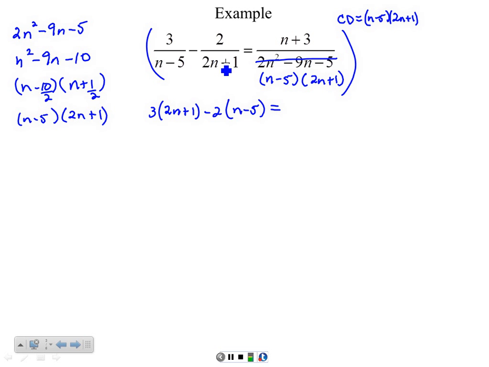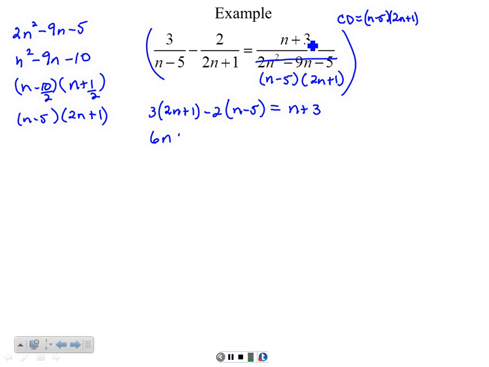And when I multiply this last fraction times the common denominator, the n minus 5 and the 2n plus 1 will cancel out, leaving me with n plus 3. Alright, so the fractions are gone, and we're just going to use normal equation solving techniques, the distributive property, to get rid of the grouping symbols.